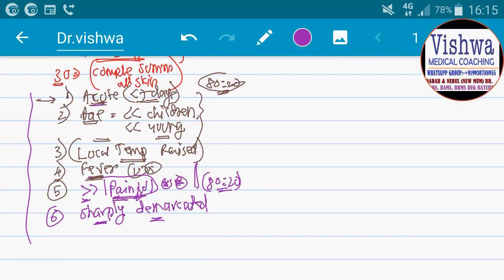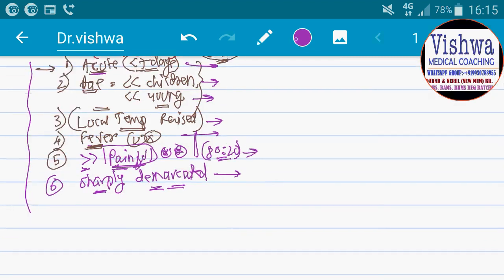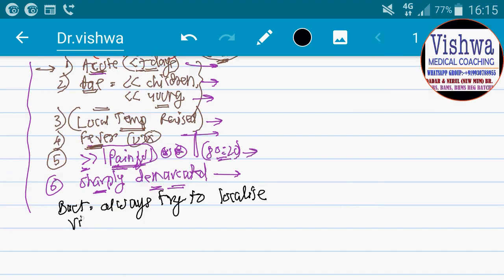If it is a bacterial infection, it will be acute in nature, more common in children and the young age, local temperature will be raised, fever will be there, painful, and also it will be sharply demarcated. Remember, there is a dictum in medicine: a bacterial infection always tries to localize, and a viral infection always tries to generalize.